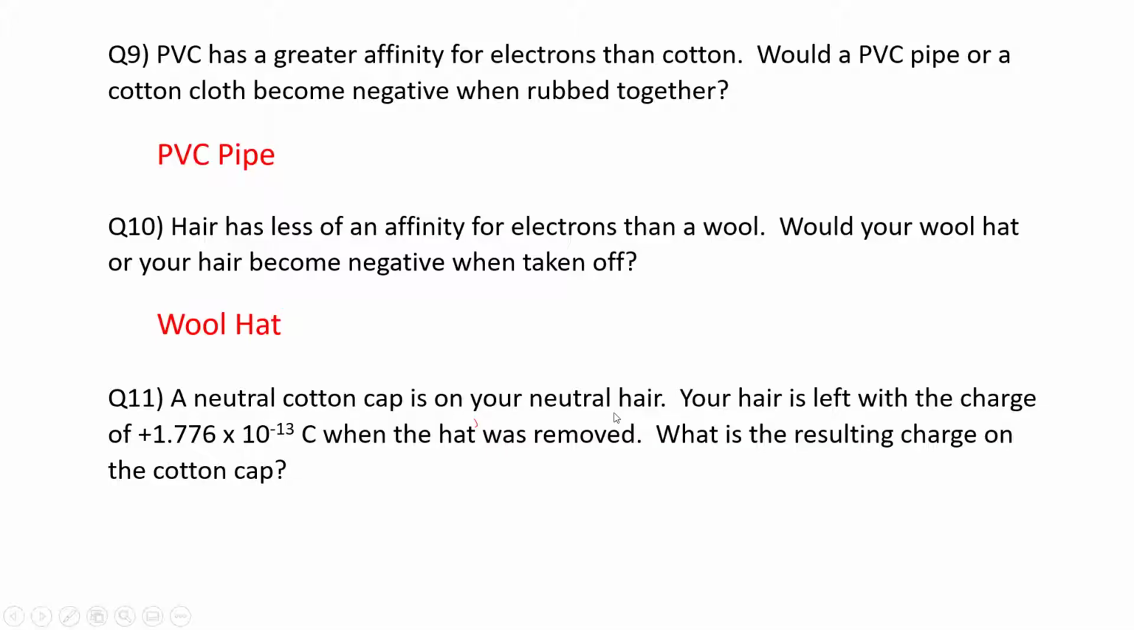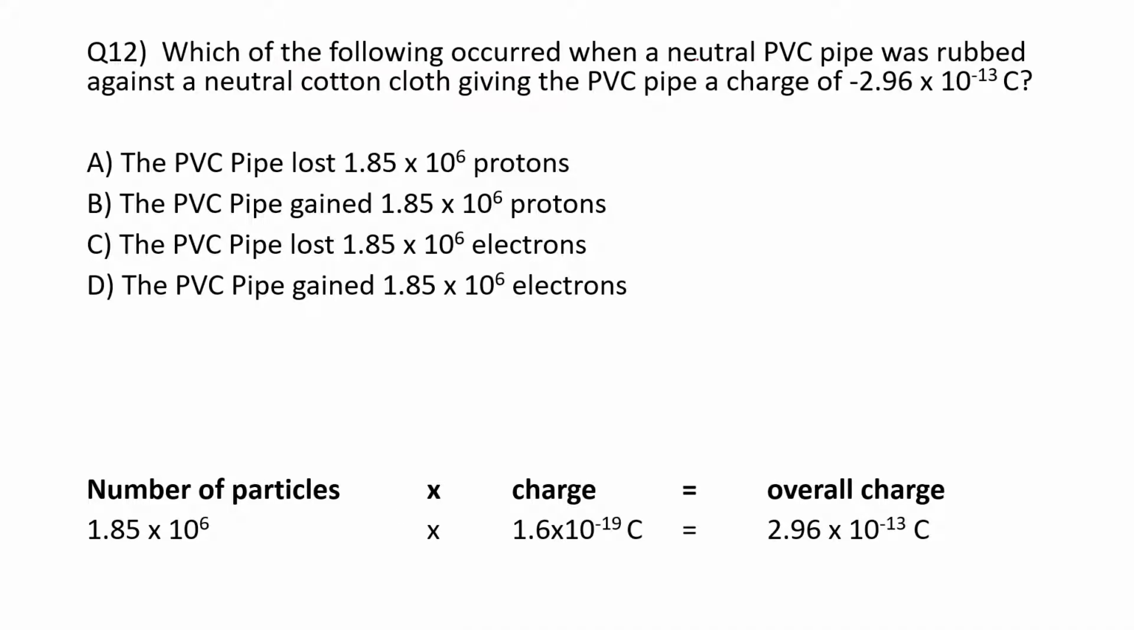A neutral cotton cap is on your hair. Your hair is left with a charge of positive 1.776 times 10 to the negative 13th coulombs when it was removed. Well, the resulting charge on the cotton cap, those electrons that came from the hair went to the cotton cap, so therefore it's going to be the opposite. It's going to be a negative 1.776 times 10 to the negative 13th coulombs. And if you add those 2 numbers together, it should be 0 again, because they were initially neutral and one got a charge by giving off electrons to the other.